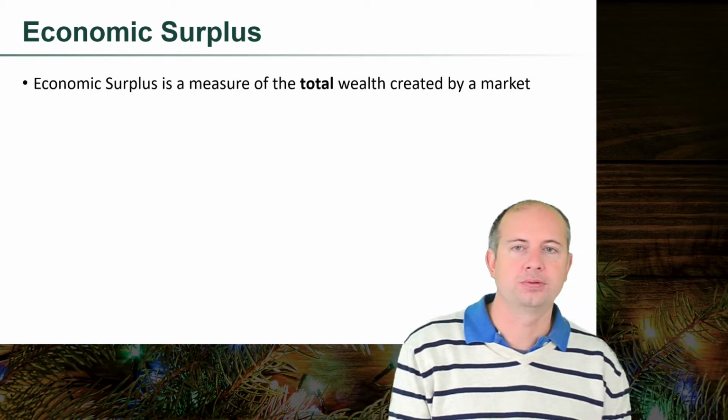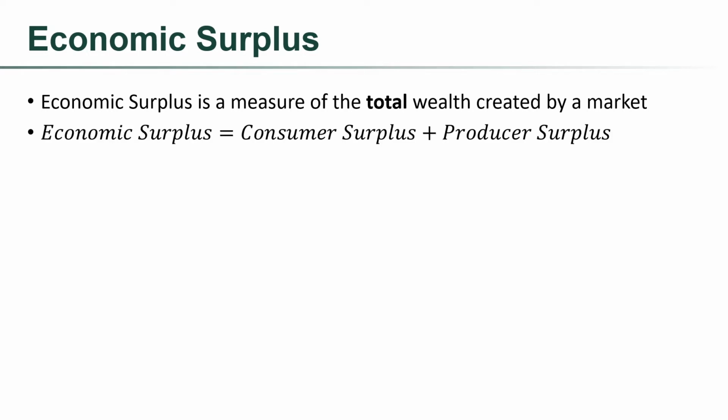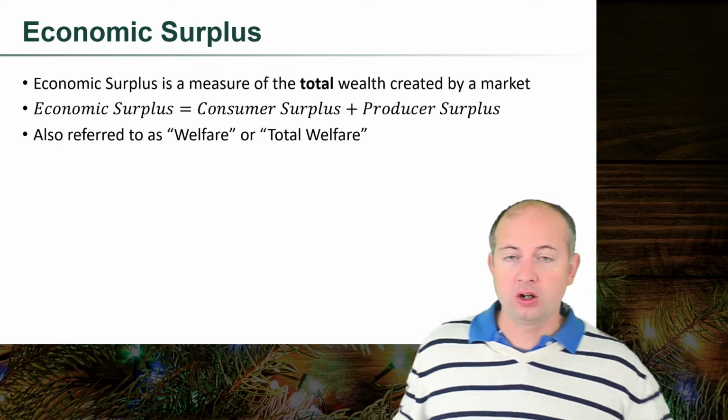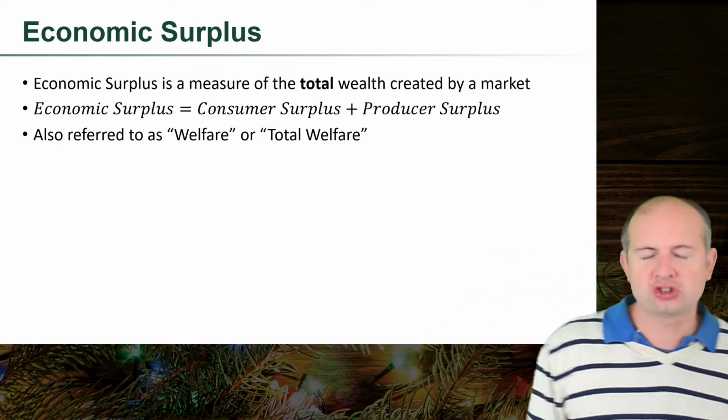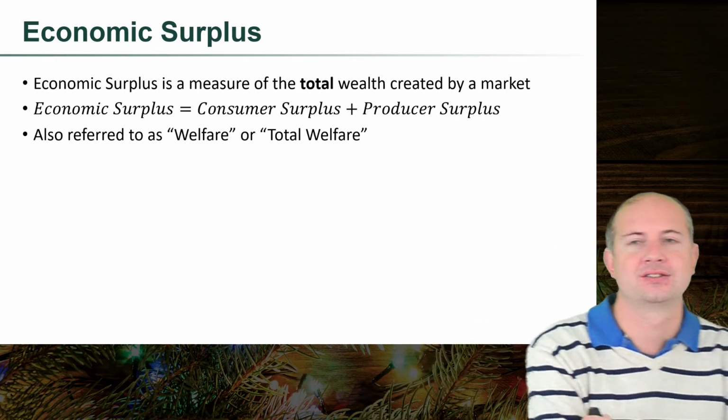So economic surplus is a measure of the total wealth created by a market. So total wealth, thinking about both producers and consumers. It is equal to consumer surplus plus producer surplus. So CS plus PS. It can also be referred to as welfare or total welfare. It's the idea of this total amount of enjoyment, well-being, wealth we get from the fact that this market exists.